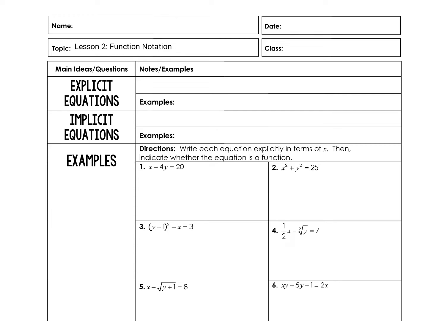Hi everyone, this is the first video for lesson 2, and this is going to be mostly about function notation and evaluating functions, but this first video is going to be about explicit equations and implicit equations.